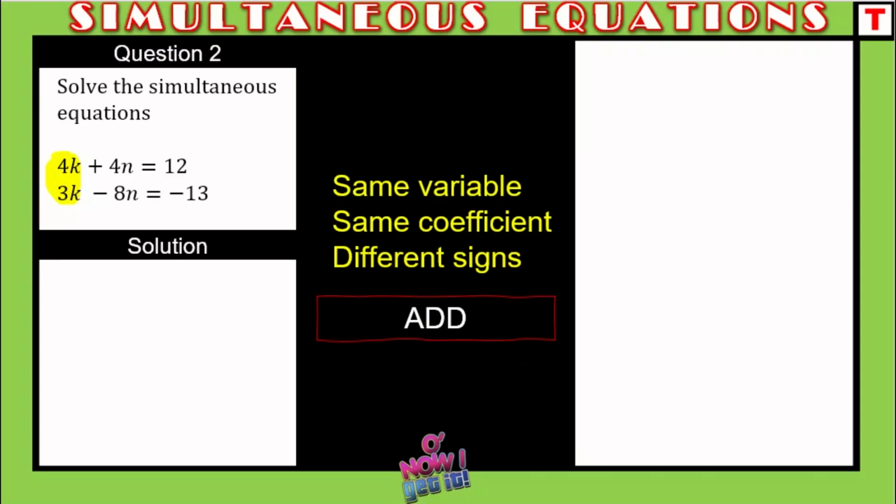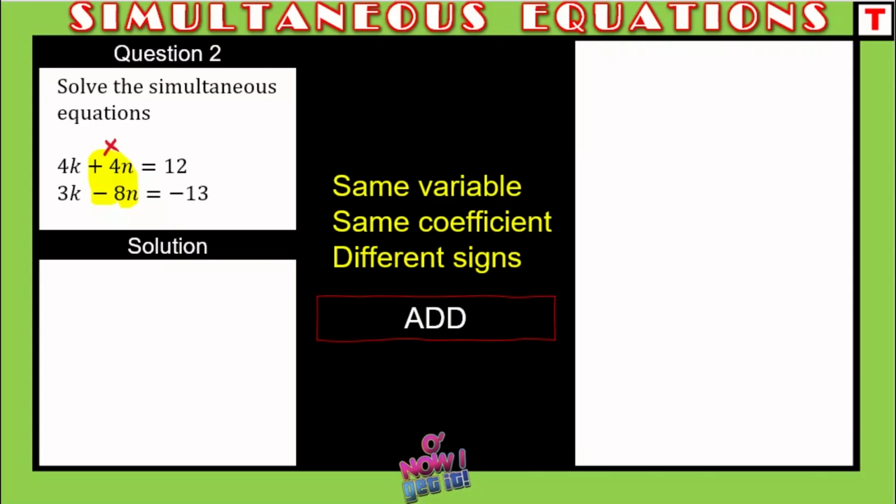So let's have a look at the next variable and their coefficients. So here, when we're comparing, we can see that we have the same variable n. We don't have the same value for the coefficient, but we have different signs. So that's a very good indicator at the moment that we could do something here. We also recognize that we can turn that 4 into an 8 by multiplying by 2. So that is exactly what we're going to be doing at this stage.